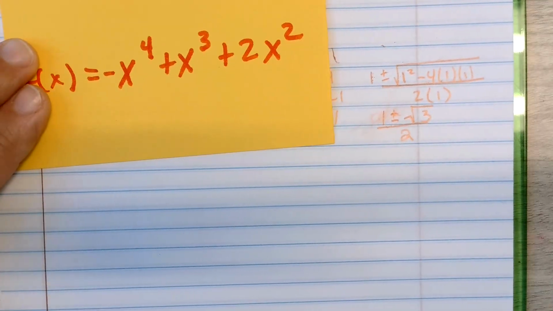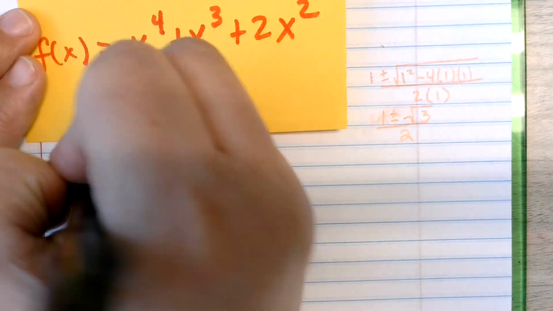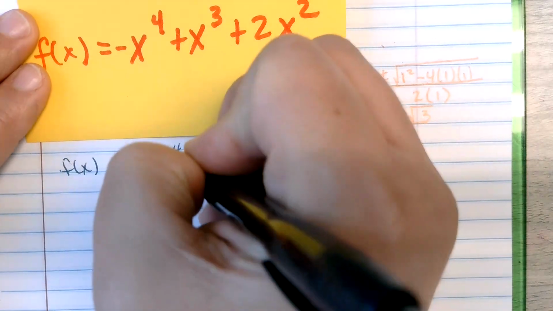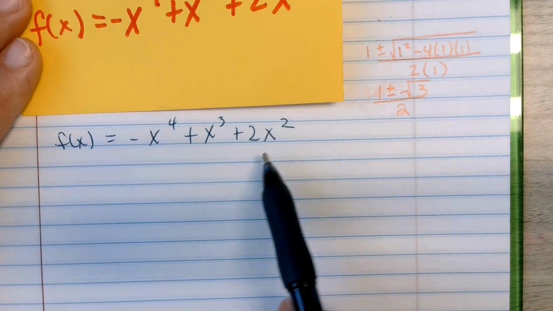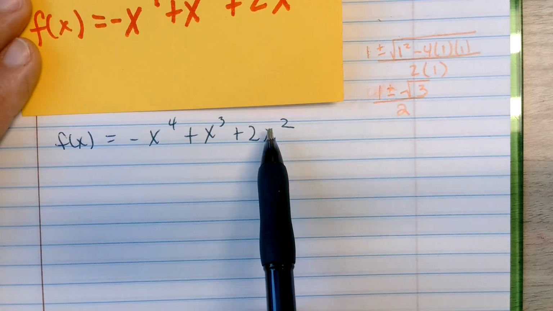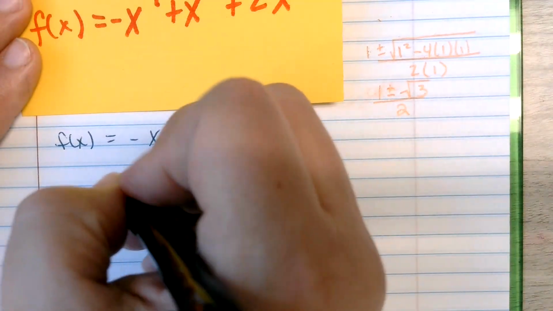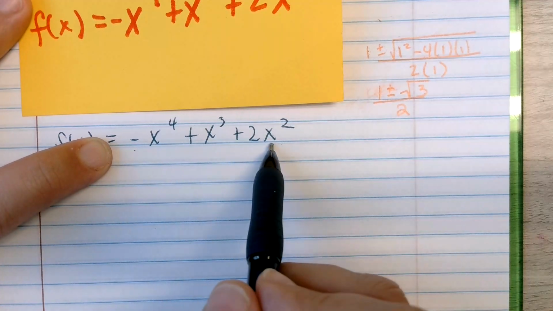Okay, I found the problem that I wanted to do. So it's f of x equals negative x to the fourth plus x cubed plus 2x squared. So the same first step here, we're going to factor out this x squared because we want this to be just a constant. So we're going to take out a negative also because it's leading here, and we're going to take out an x squared.